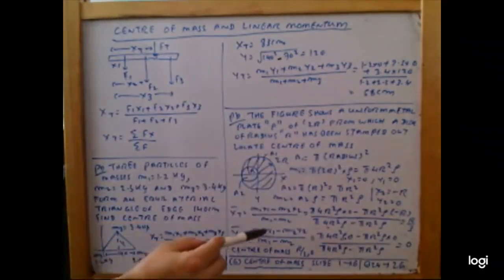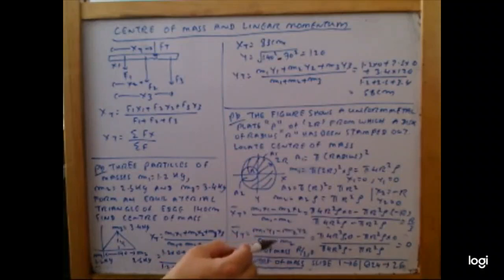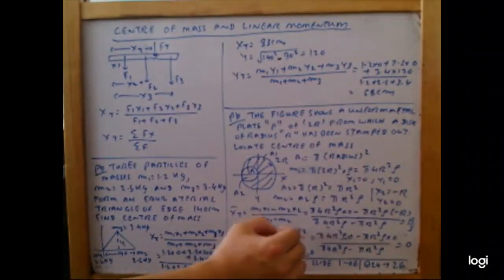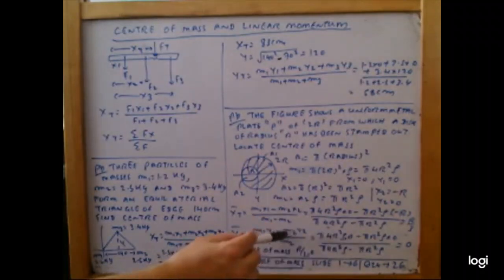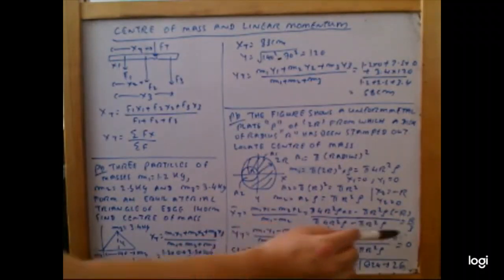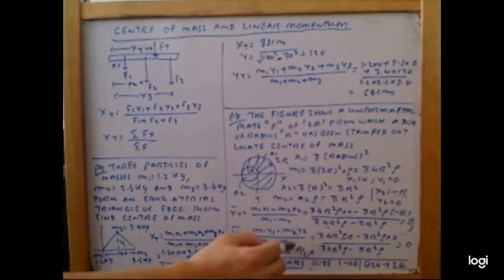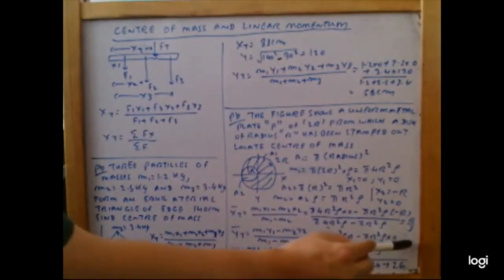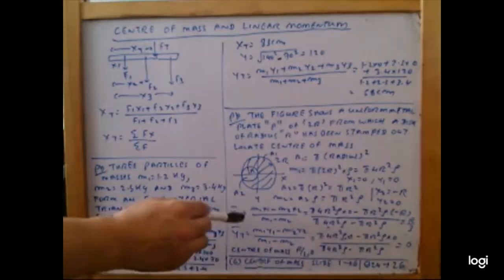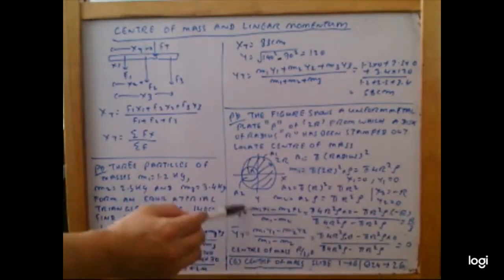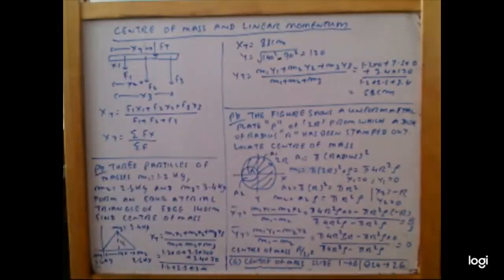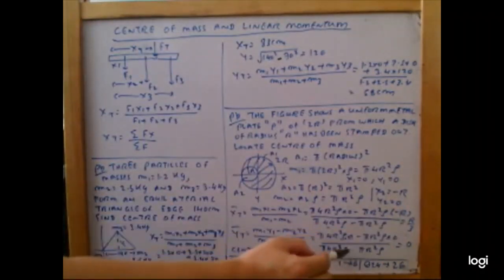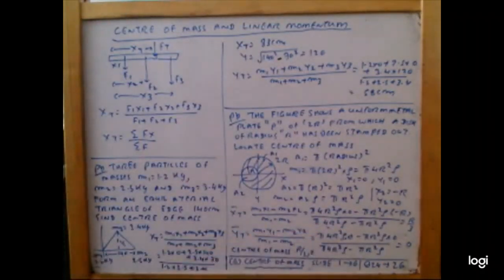For y, it is m1 y1 minus m2 y2 divided by m1 minus m2. So m1 is 4 pi r squared rho, y1 is 0, m2 is pi r squared rho, y2 is 0, and the masses we already calculated, 4 pi r squared rho minus pi r squared rho. So y is 0. So h and y give the position of the center of mass: r by 3 and 0.